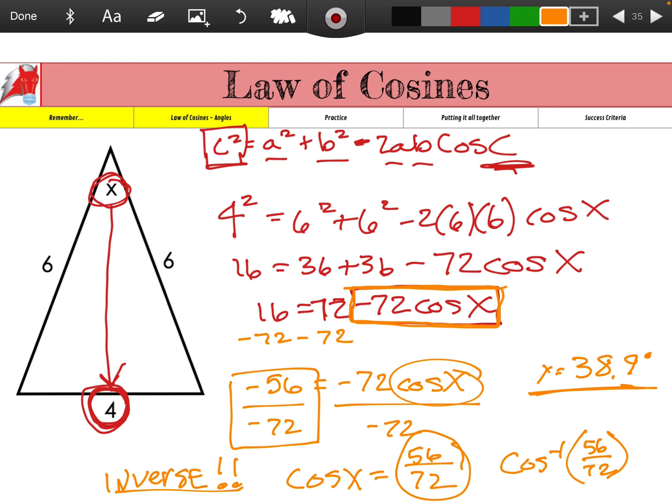So, big pieces that people miss. First of all, where this 4 goes, or which one goes here. It's always opposite the angle I'm trying to find. That tells me what side I need. The other one is, it looks too nice to do this and just add and subtract it.